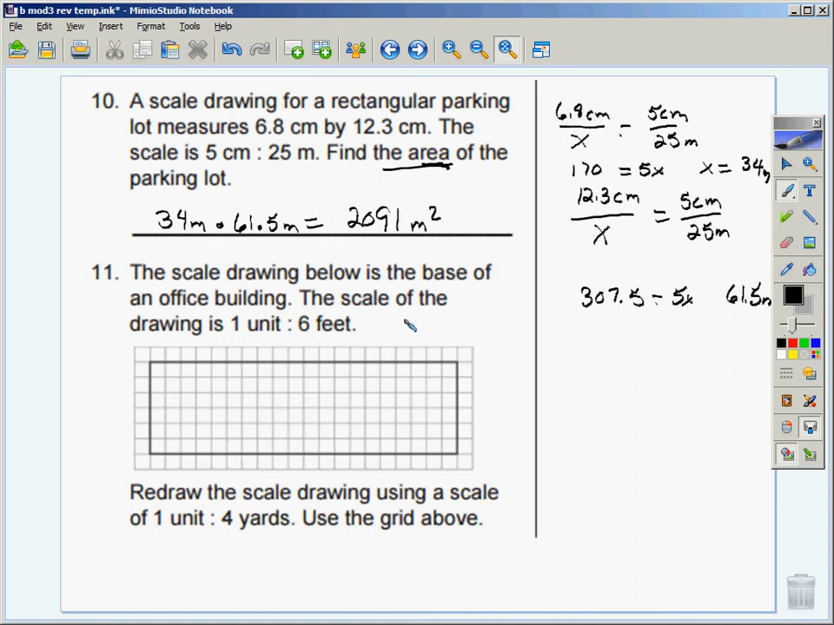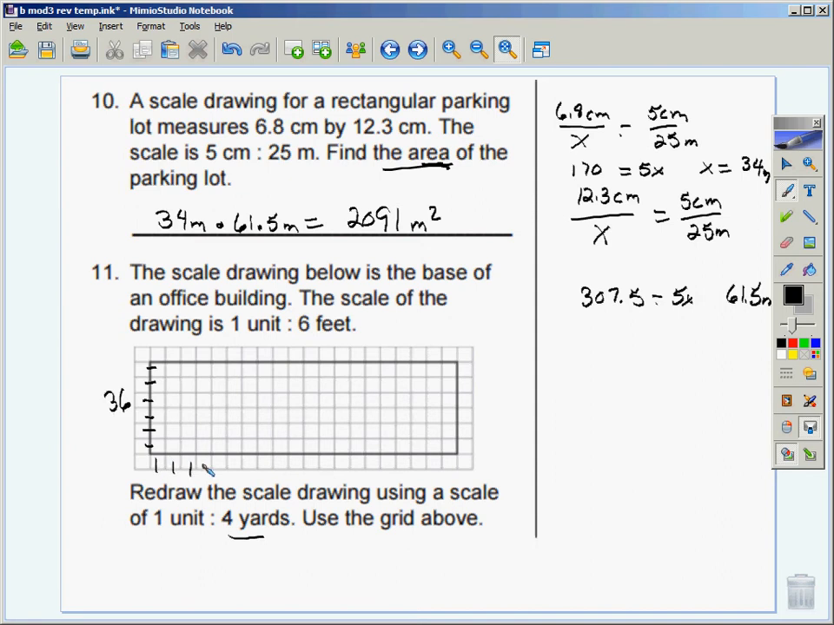The scale drawing below is the base of an office building. The scale is 1 unit to 6 feet. Redraw the scale using a scale of 1 unit to 4 yards. Okay, if I'm drawing it 1 unit to 4 yards, I have to remember that I want to convert this number. So this was 1, 2, 3, 4, 5, 6 units. 6 times 6 would have been 36.